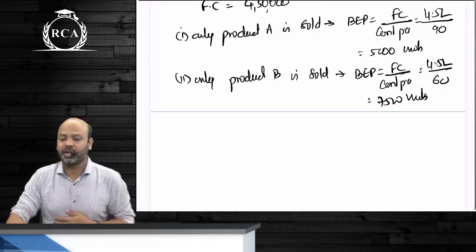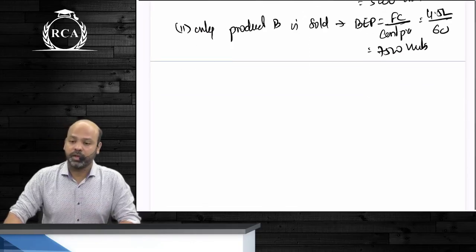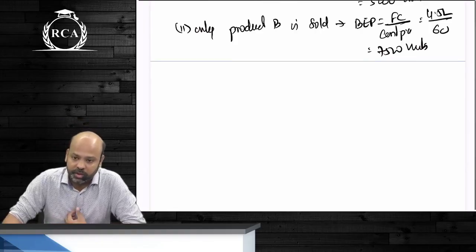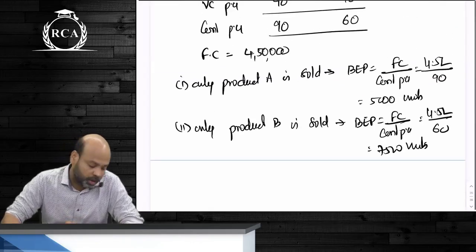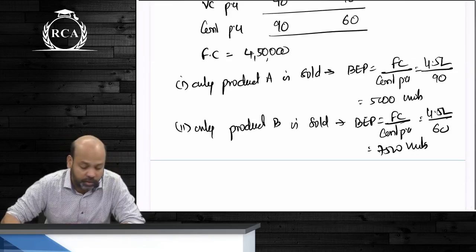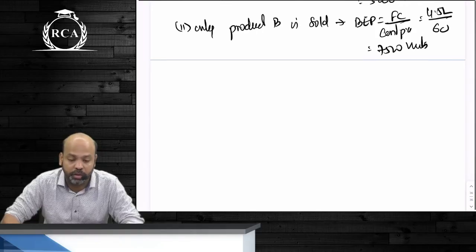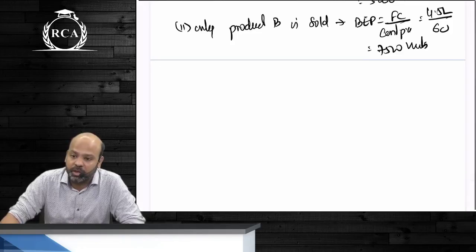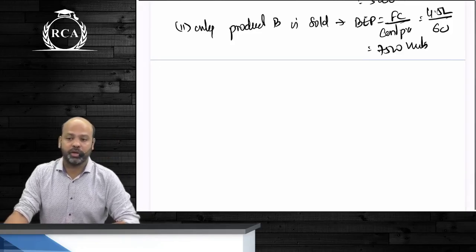It's like computing an average. The actual answer will lie somewhere between 5,000 and 7,500 units. It cannot be 6,250 as such. It will all depend on in what ratio we are selling these products. The higher the number of units of product A sold, the closer the value will be to 5,000 units. If you sell more of product B, the value will be closer to 7,500. So whenever there's a combination of products, the break even point will depend on the ratio in which the products are being sold.